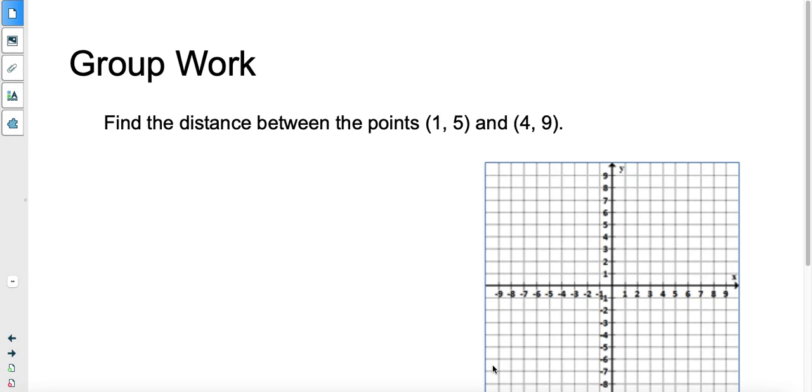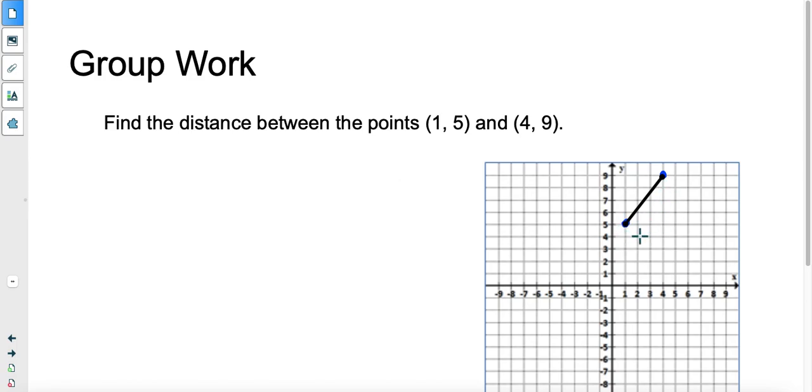I'm going to start by plotting these points on this graph. So I'm going to plot the points (1, 5) and (4, 9), and draw a line connecting these 2 points. Now, to find the distance between these 2 points, I need to find the length of this line segment.